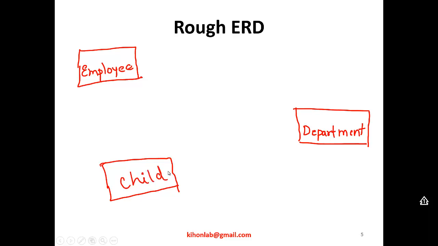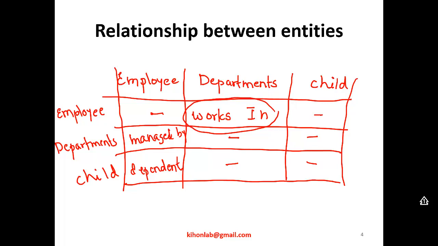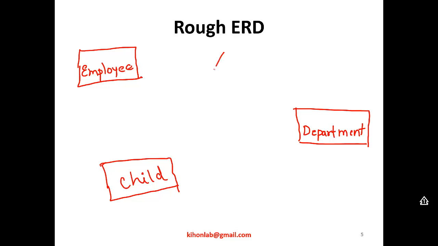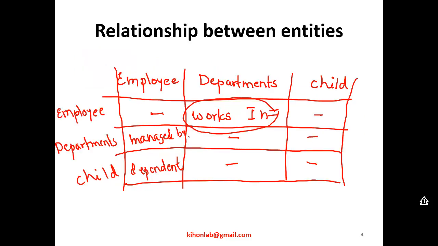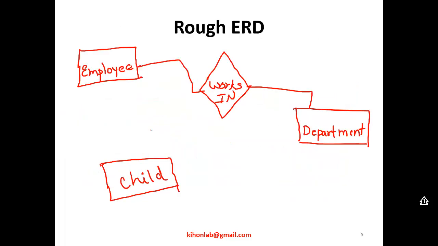We have found the relationships amongst them. Now employee and department, the first relation is works in, so we'll draw works in here. Now I will draw something like this. The next relation comes from department and employee. Department is managed by employee. So between department and employee, there is one more relation, that is managed by.